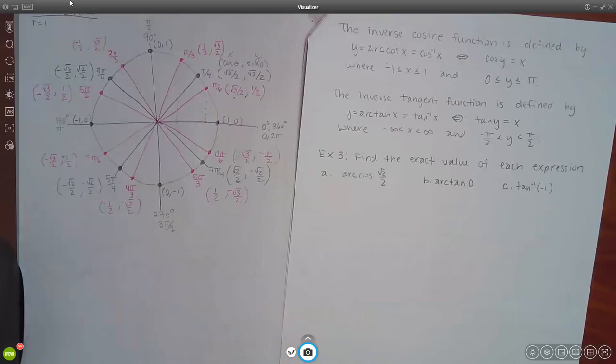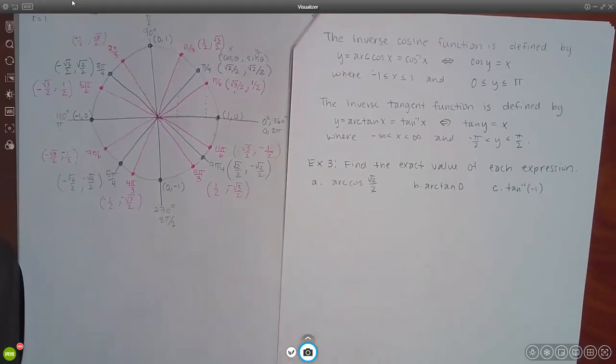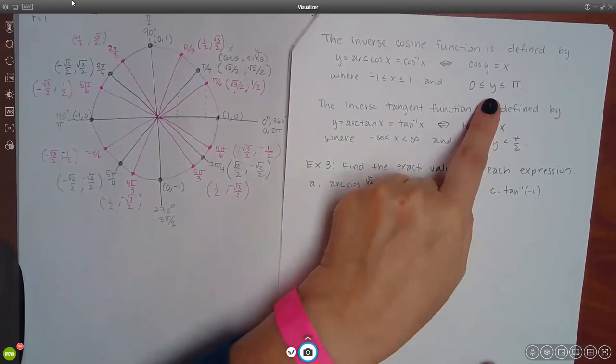Okay, now that we talked about inverse sine, now we can talk about inverse cosine. If the process is the same, there is one big difference. Notice what the y value can be here.